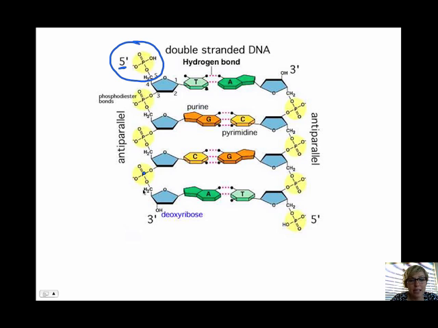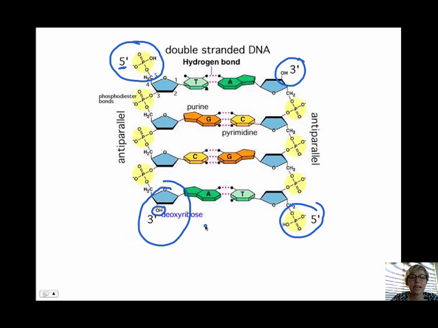And DNA ends with a 3', and the 3' end always ends with this hydroxide group. So we have 5' phosphate, 3' hydroxide. And because DNA runs anti-parallel, the other side is going to be the exact opposite. So we have a hydroxide group right here, and so this is going to be our 3' end, and this is going to be our 5' end.